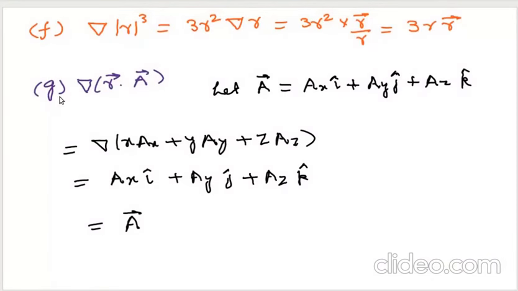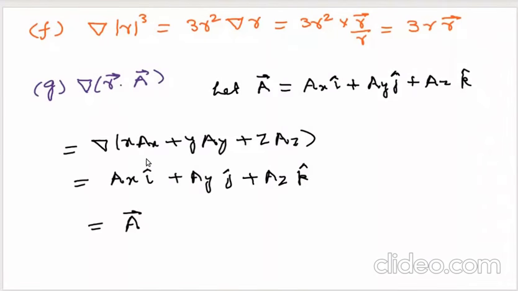G part is that you have to take the gradient of r vector dot a, where a is some constant vector. So you can assume some constant vector. Suppose a is ax i cap plus ay j cap plus az k cap, where we are assuming that ax, ay, and az are constants. Now, firstly, you can take the dot product of r vector with this a vector. So you will get x ax plus y ay plus z az. Now you have to take the gradient. So you have to differentiate the terms with respect to x, then i cap, plus with respect to y, then j cap, and then with respect to z, then k cap.